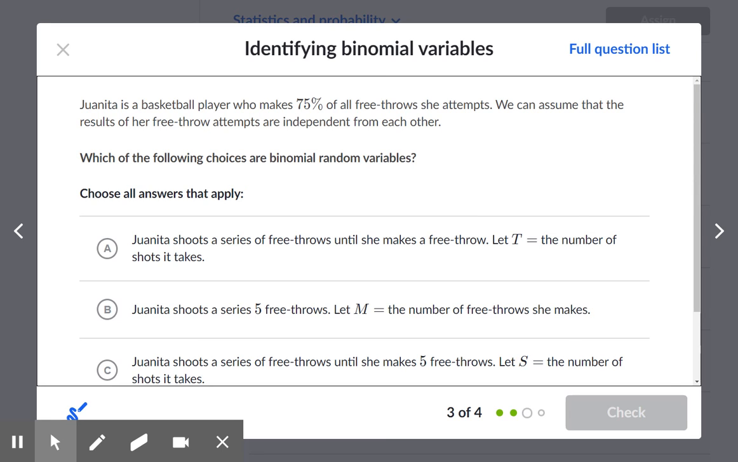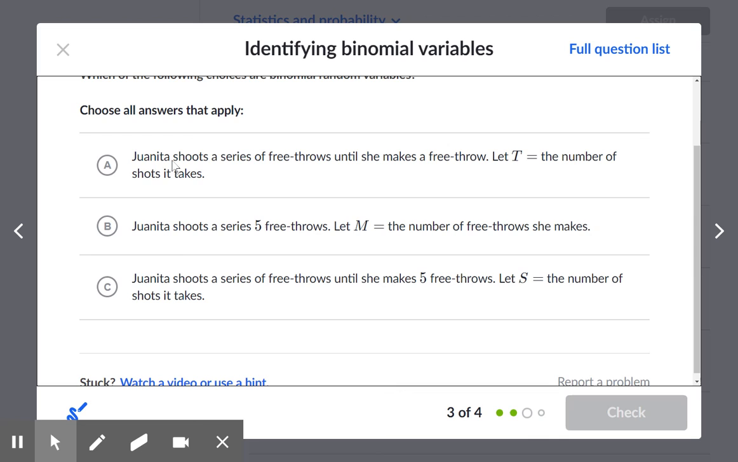Juanita is a basketball player who makes 75% of all free throws she attempts. We can assume that the results of her free throw attempts are independent of each other. Good, it satisfies the independence condition. Which of the following choices are binomial random variables? Juanita shoots a series of free throws until she makes a free throw. So the number of trials is not fixed. This is not a binomial random variable.